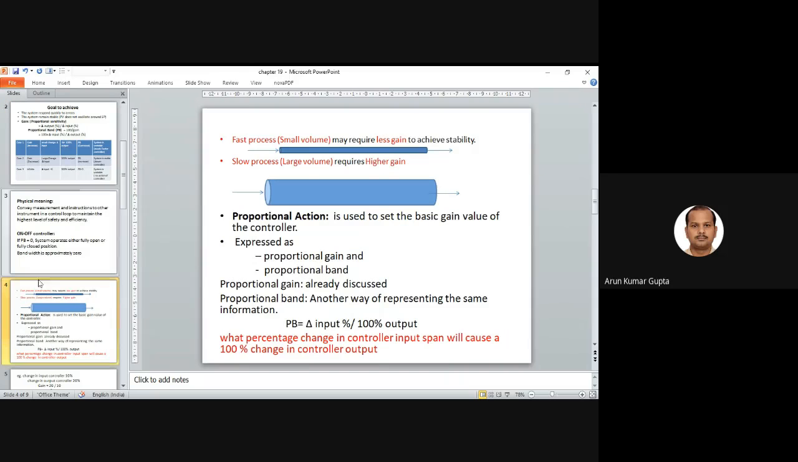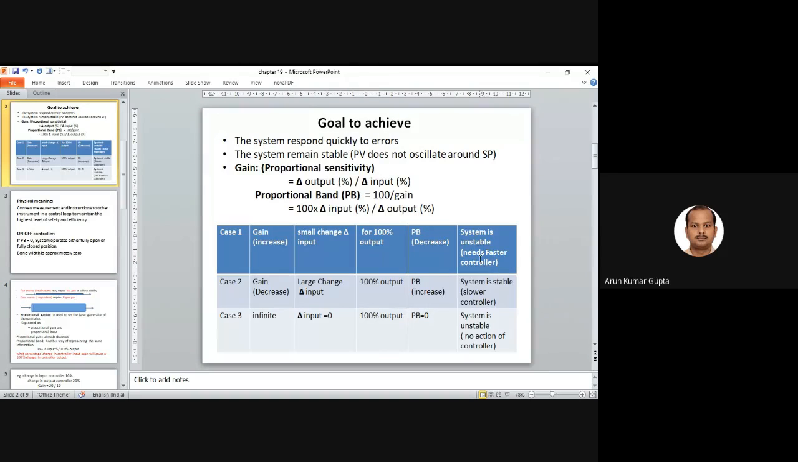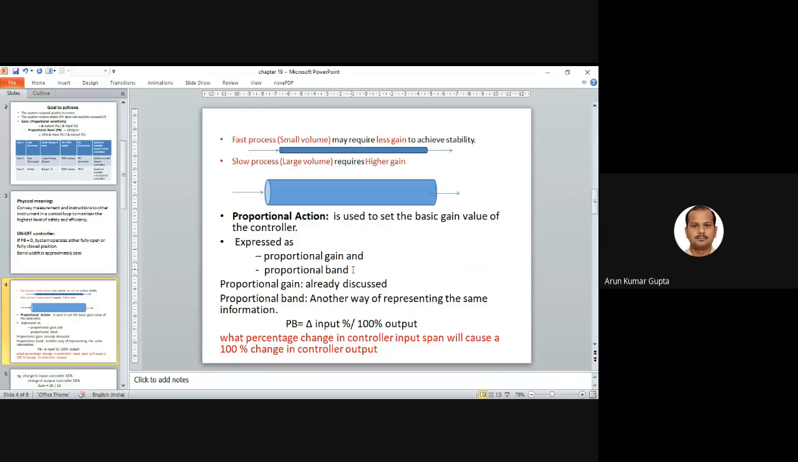Okay. Here I mentioned that the system needs a faster controller, or needs a slower controller, right? What is the physical meaning of this? I am defining it like this: a fast process means a small volume. Small volume means whatever input we give, it will quickly reach the output end. So it may require less gain to achieve stability.